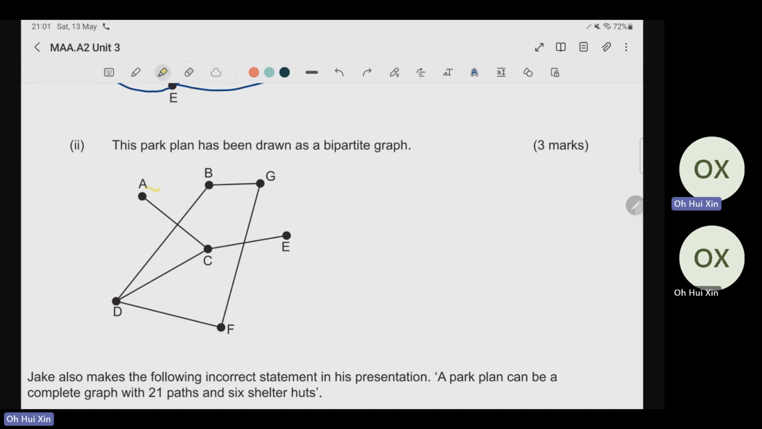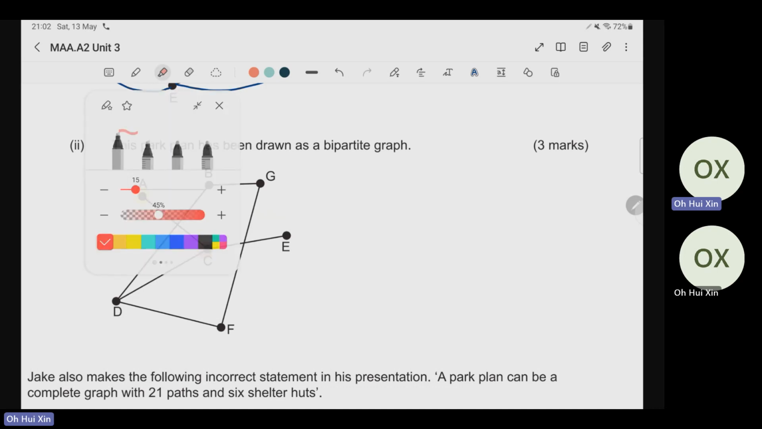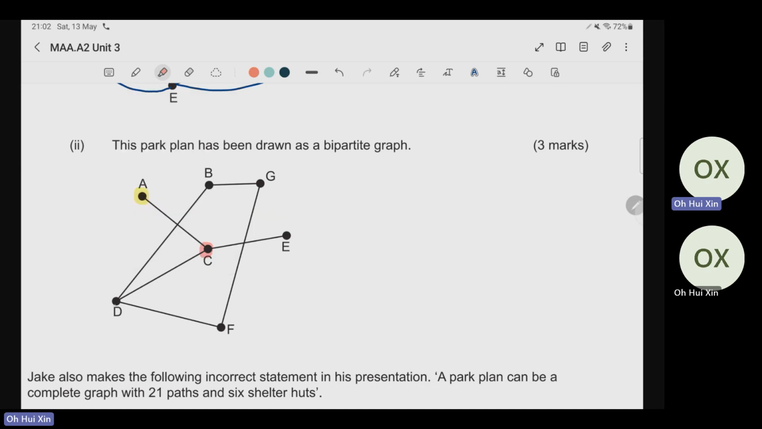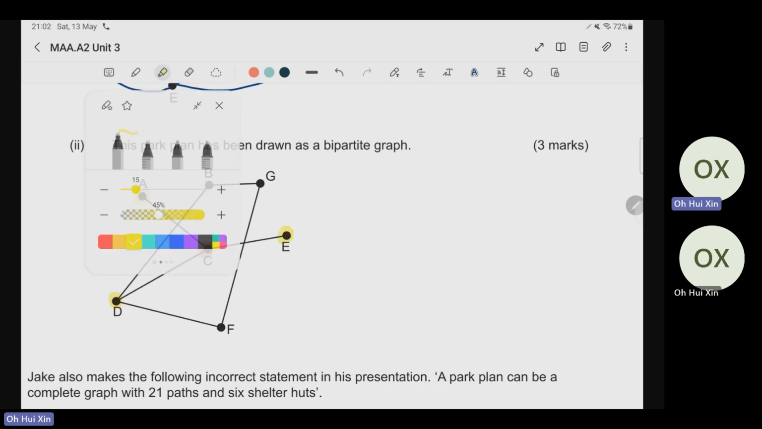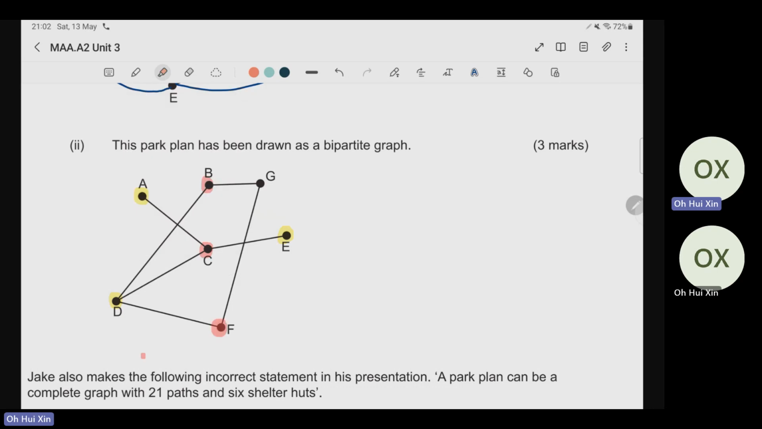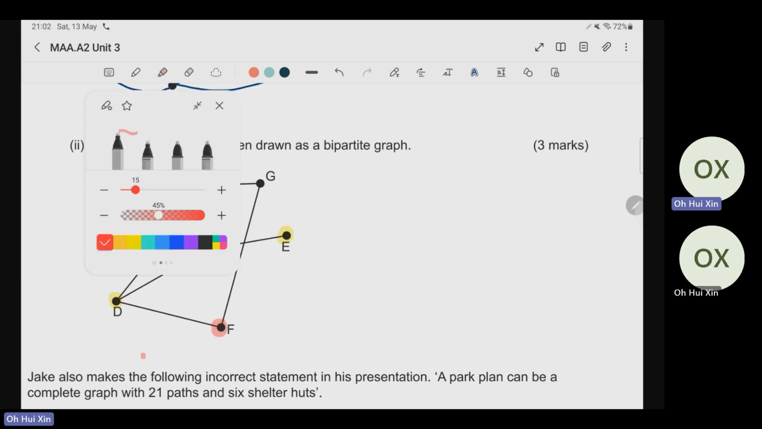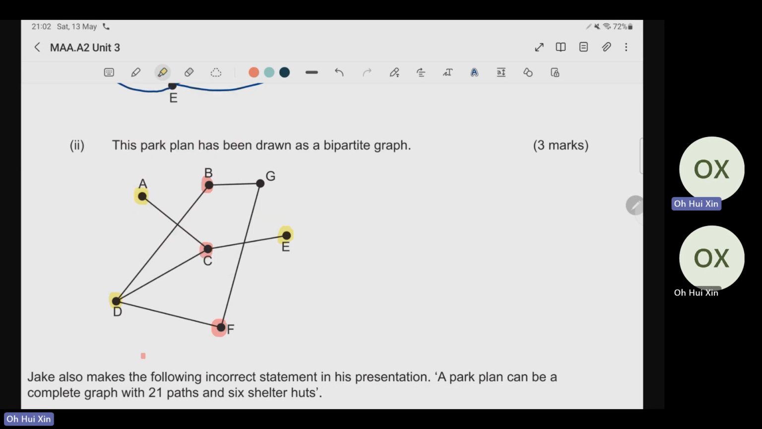So you can start coloring for A. If A is in yellow, then we know that C cannot be the same color as A. Because C is in red, then D and also E cannot be red anymore, so they will be yellow. Then because D is yellow, B and F cannot be yellow. Now you can see that G is definitely going to be yellow.